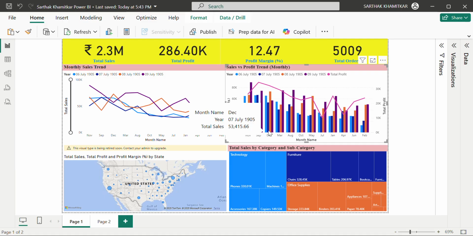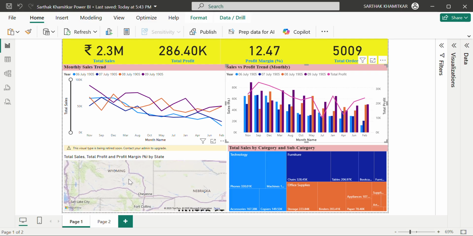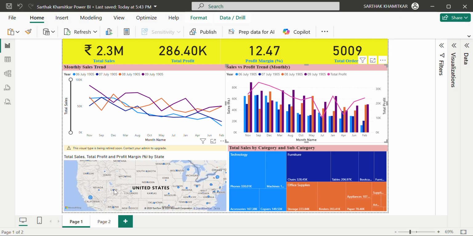Now let's move into the geographical visualization. This map shows total sales, total profit, and profit margin by state within the United States of America. As we can see, there are bubbles which show the state, that is California. Total sales of this state is 4,57,687.6315 rupees. Total profit is 76,381.39 rupees, and profit margin is 16.69%.